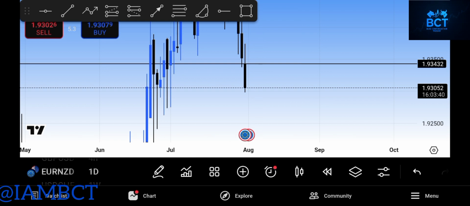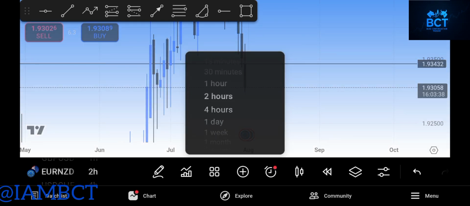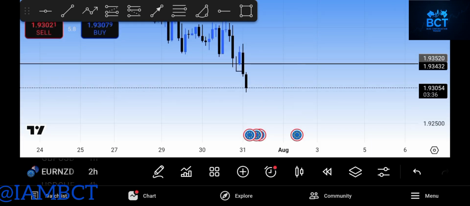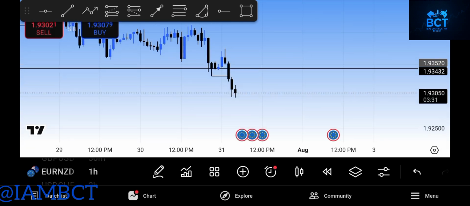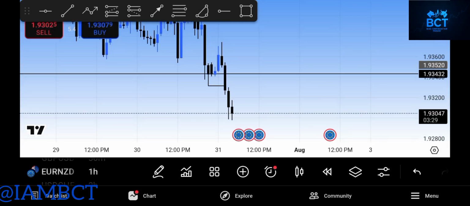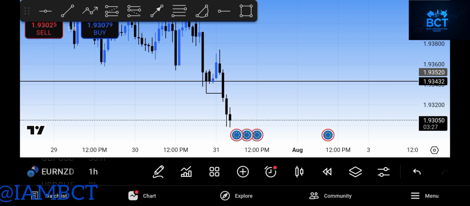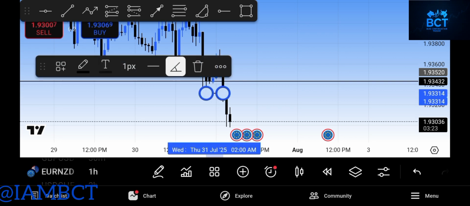So that is what I expect for this pair. If it doesn't do it, I'm not going to trade it. That is just how it is. I'm at a level where I no longer react to the market. I allow the market to react to my analysis. So that is it. This is where we should be looking for our entry.